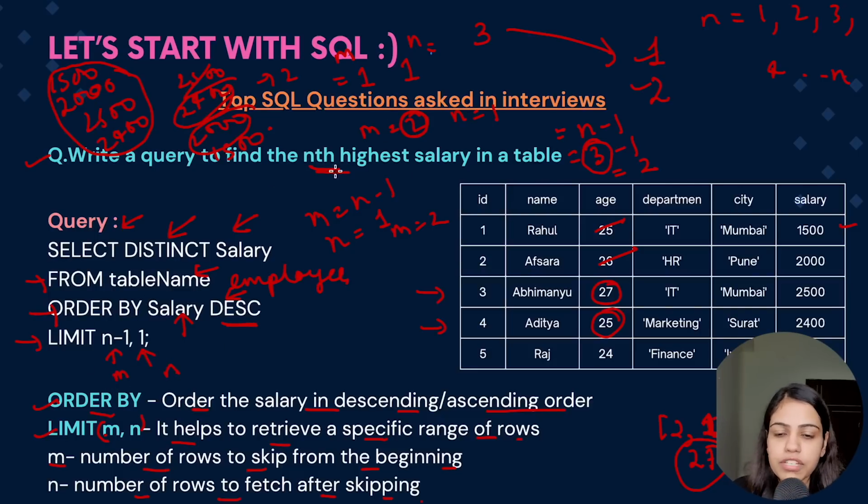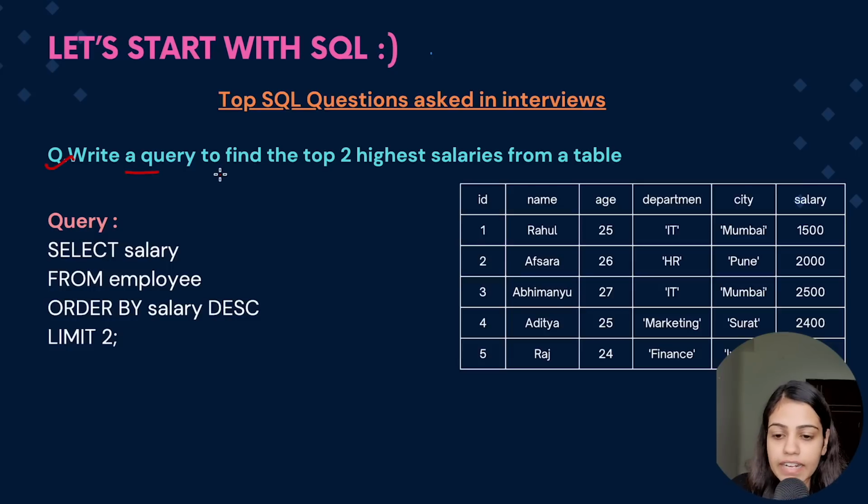You can use this query for any nth highest salary, 6th, 7th, 8th, any of them. Now let's see the next question. We have to write a query to find the top 2 highest salaries from a given table. So we have to only find the top 2 highest salaries. So how can we do that?